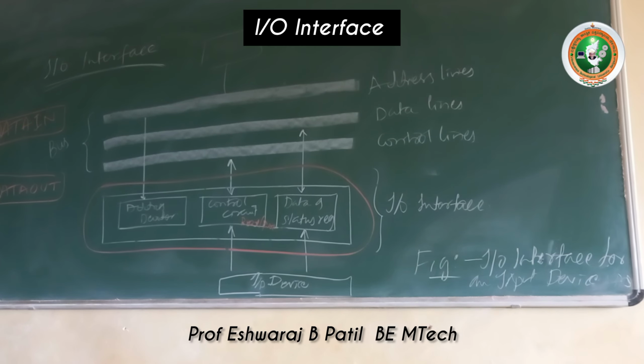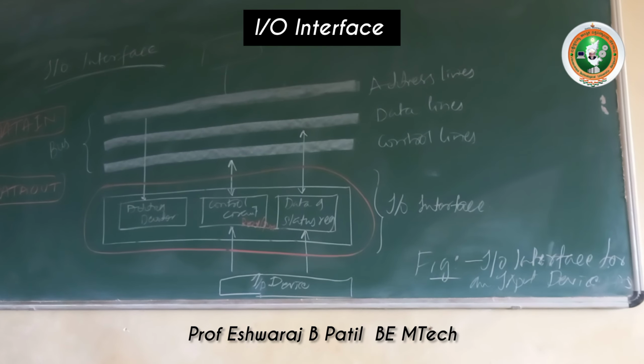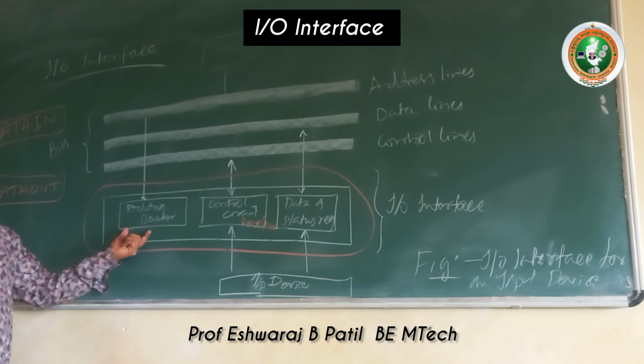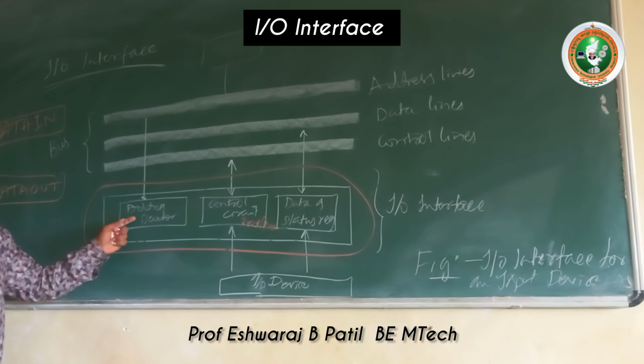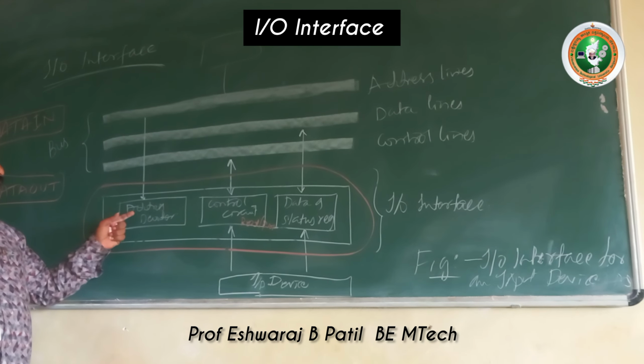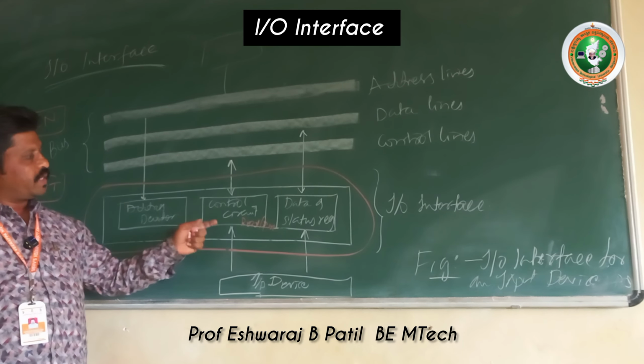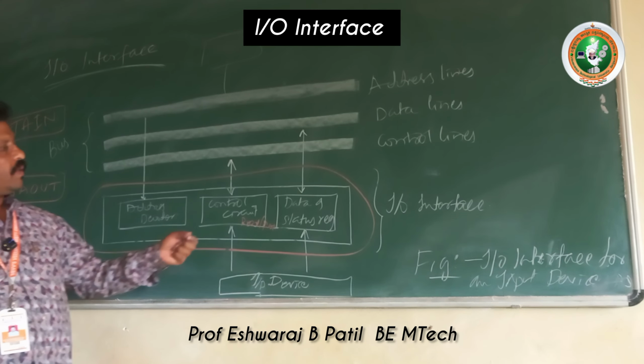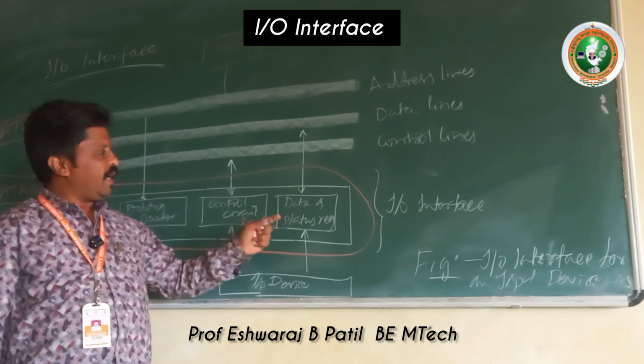Next point. This hardware arrangement is called the IO interface. The IO interface consists of three functional units. One is the address decoder, second one is the control circuit, third one is data and status registers.